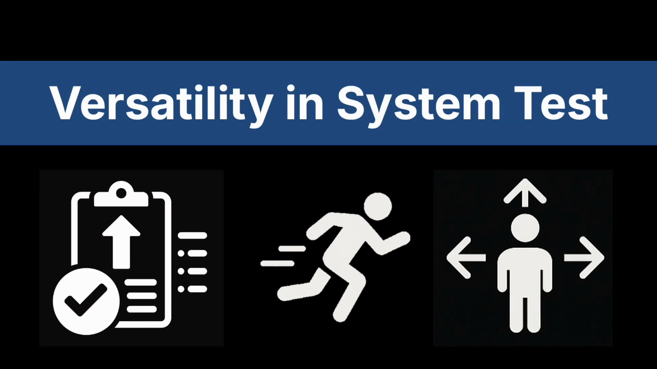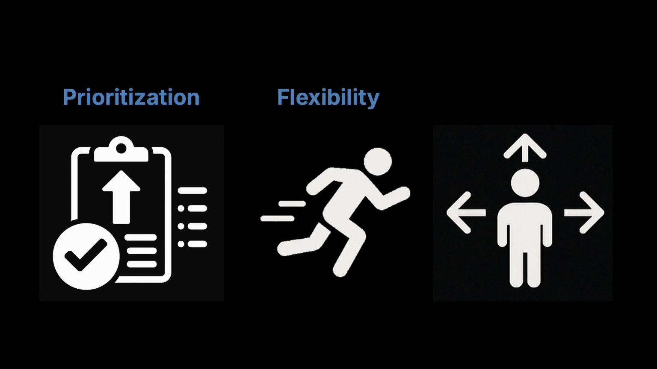Here we talk about versatility in system test, which is very important for excellence in execution. It consists of three components: prioritization, flexibility, and adaptability.